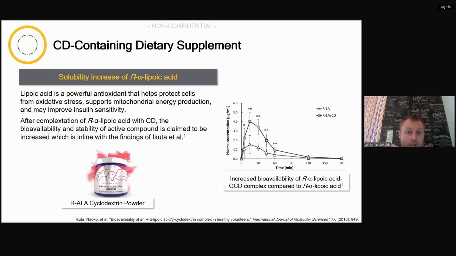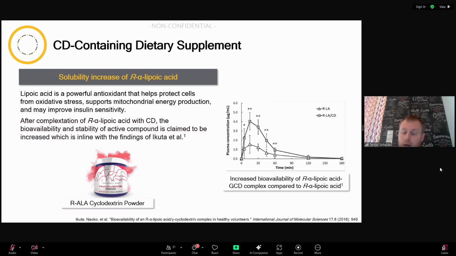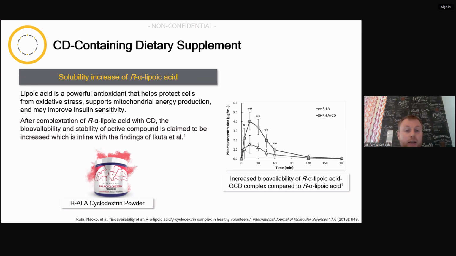Another compound is fatty acids. In this particular case, lipoic acid, which is usually used in products for bodybuilding. But in general, fatty acids are ideal guest molecules to be incorporated into cyclodextrin cavities, especially alpha cyclodextrin. And here you can see how the bioavailability could be increased several fold simply by putting the active ingredient in the cavity of the cyclodextrin.